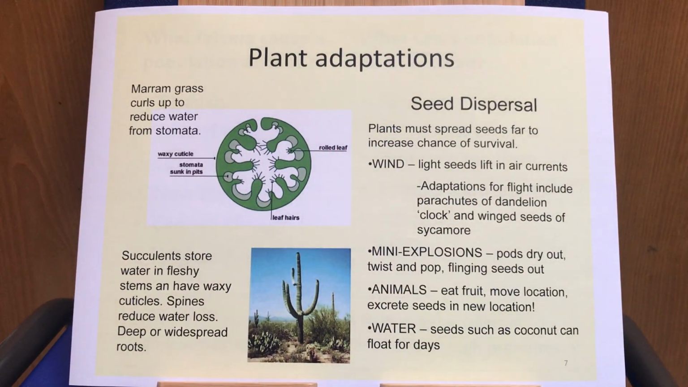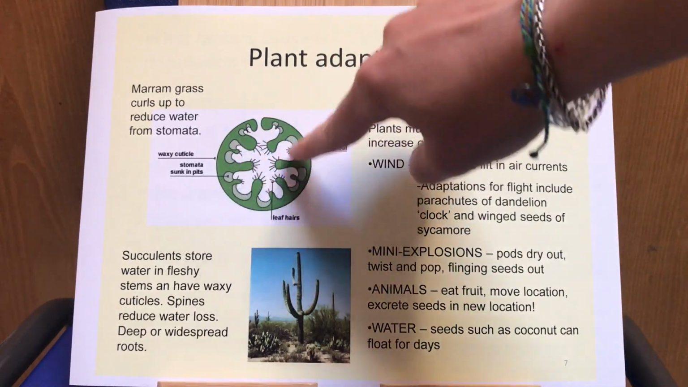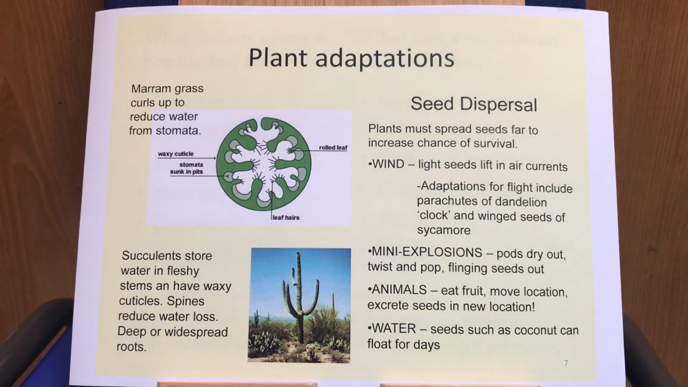Now it's really dry and exposed and windy on sand dunes by beaches. So what it's done is it's rolled up on itself. So within this central section, that's actually the base of the leaf. So that's where we're going to find all of our guard cells or the stomata. So if it's closed in like that, it's going to reduce the water loss from those stomata, therefore helping it to survive.